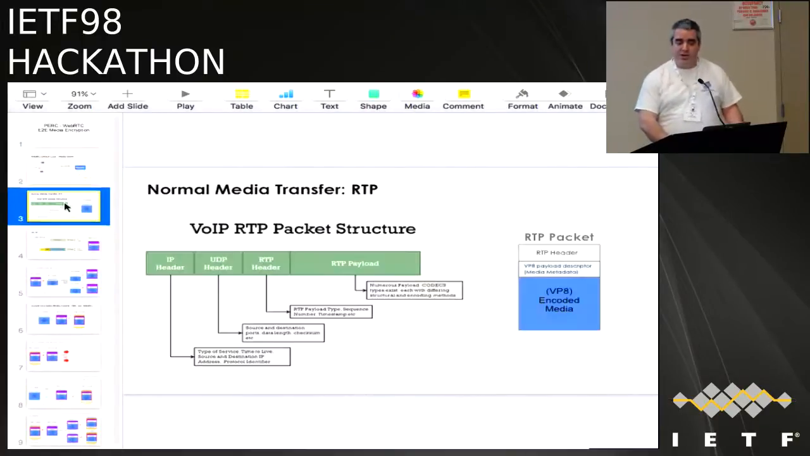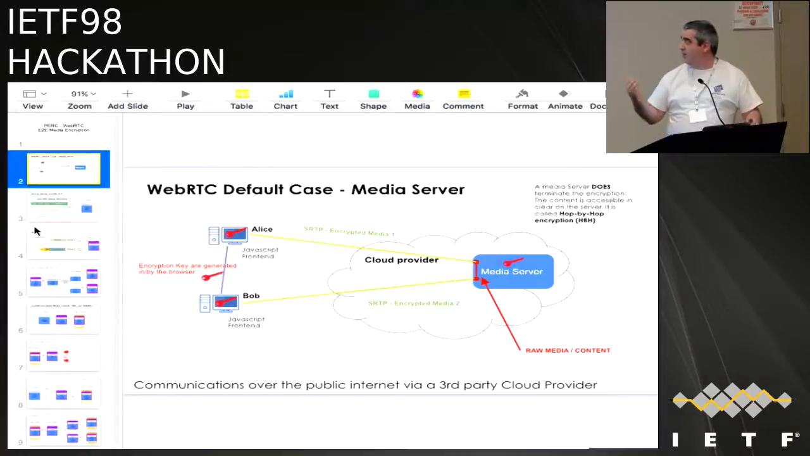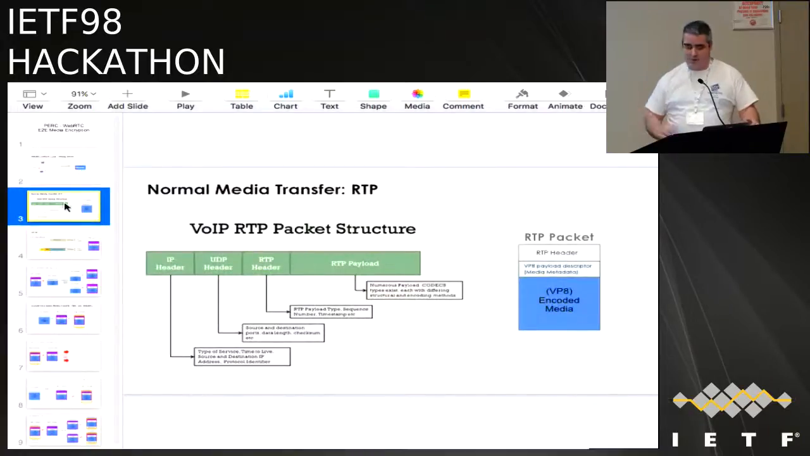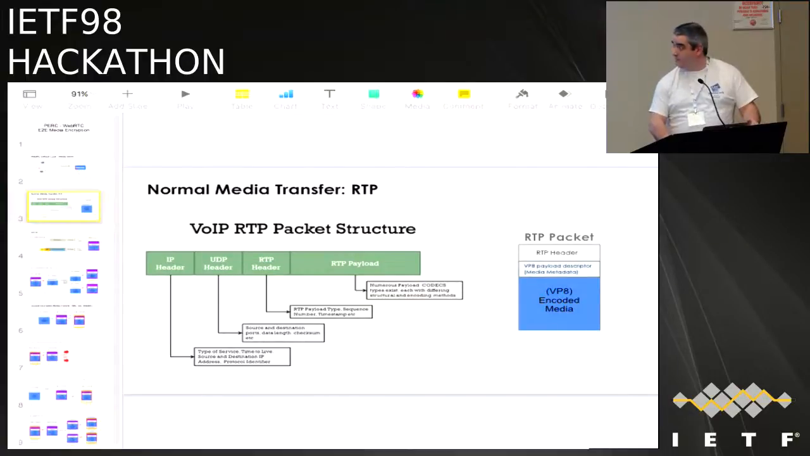So a usual non-encrypted RTP packet looks like that. You have the header, the payload header, and then the media.